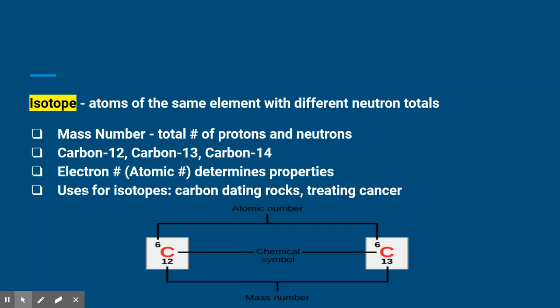Okay. So we use these isotopes for quite a few things in biology. Cancer treatment is one example. Carbon dating of rocks is another example, for us to try to age fossils and past living things.